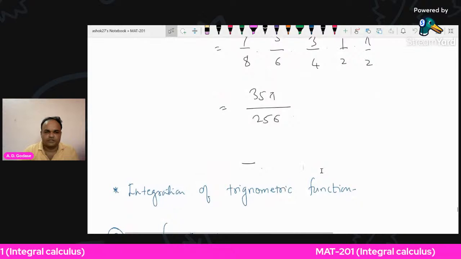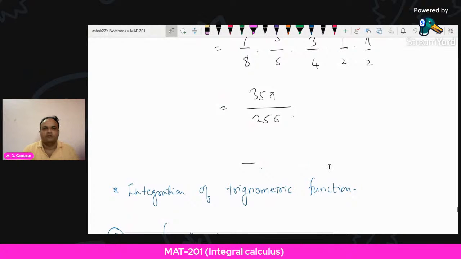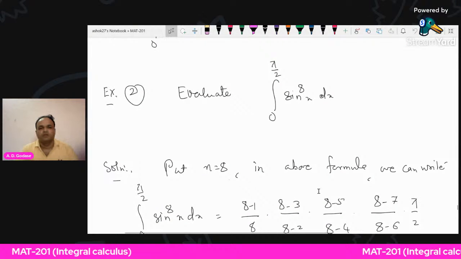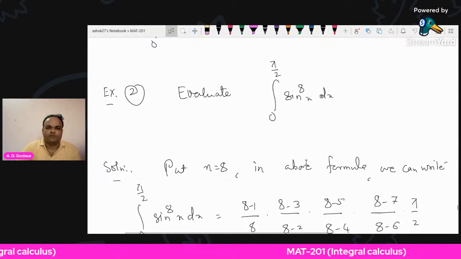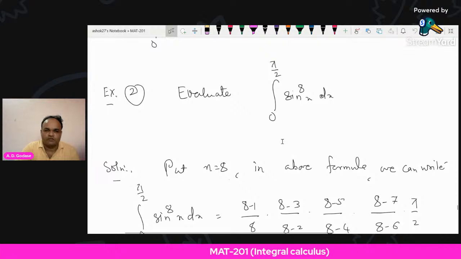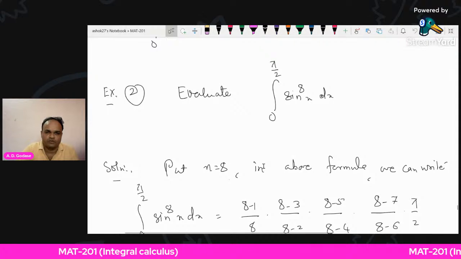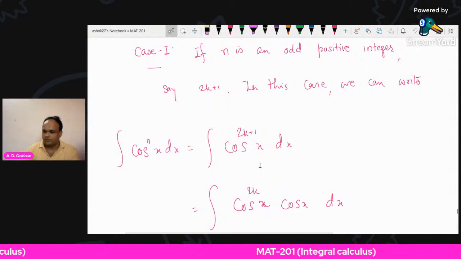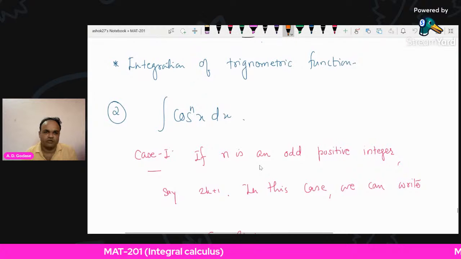So let's welcome in the next lecture of MAT-201, that is integral calculus. In the previous lecture we have seen the formula to find integration of sin raised to n x dx from 0 to pi by 2. So in this lecture we will see the reduction formula for integration of cos raised to n x dx.